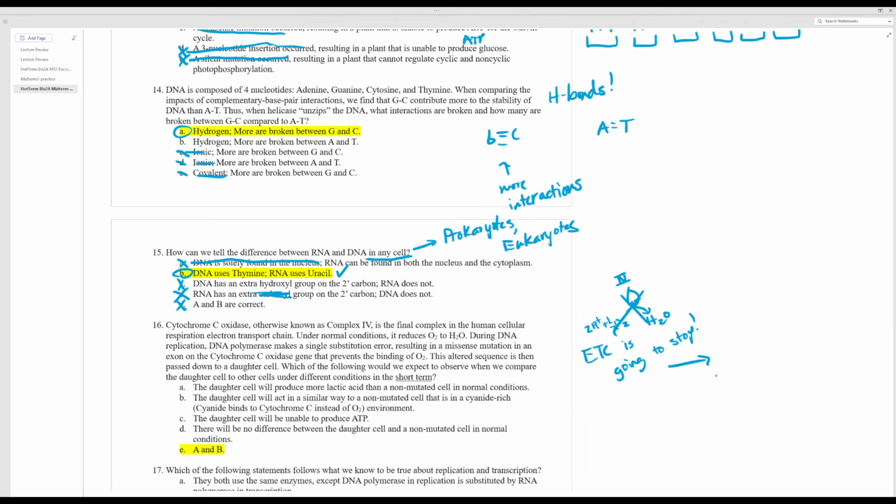And when the ETC stops, you got an issue. How do we solve said issue? Fermentation, right? Regenerate that NAD plus pool. And in humans, when we ferment, we produce lactic acid. So the daughter cell that has this mutation should produce more lactic acid than a non-mutated cell in normal conditions, right? A non-mutated cell in normal conditions means this cell is able to, one, have oxygen present in its environment, and two, it's able to bind oxygen to complex 4 to keep the ETC running.